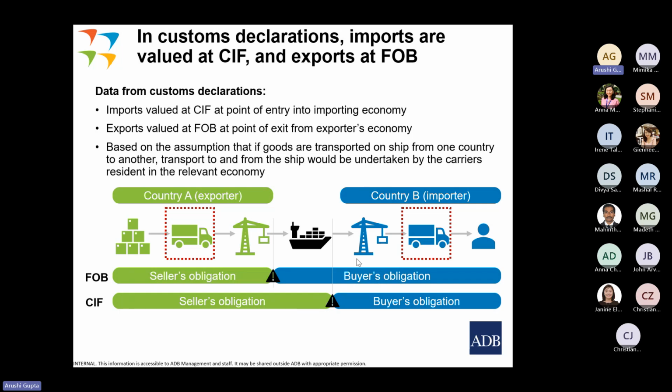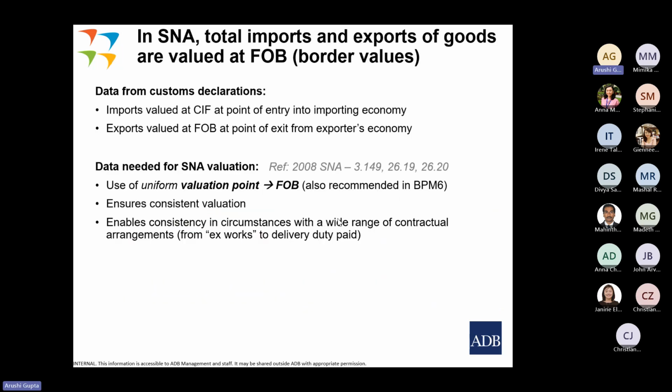The CIF and FOB valuation principles also arise from the common situation where goods are transported by ship from one country to another, and it's based on the assumption that the transport to and from the ship in each of the respective countries would be undertaken by carriers resident in their relevant economy. Given this, both the 2008 SNA and the latest, or the sixth edition, of the Balance of Payments and International Investment Position Manual, or the BPM6, recommend recording international transactions in goods crossing borders at free on board, or FOB, at the customs frontier.